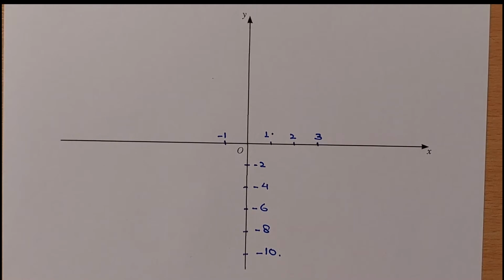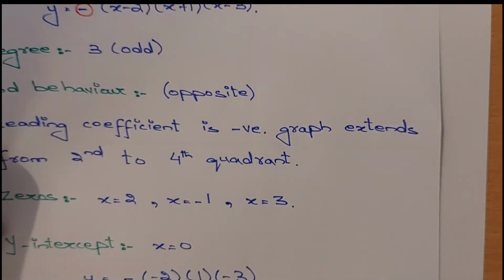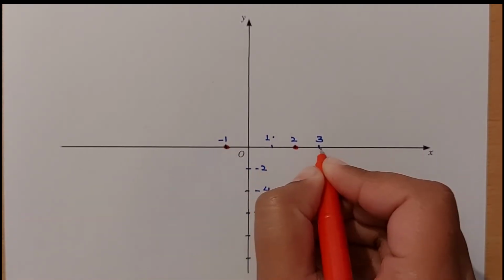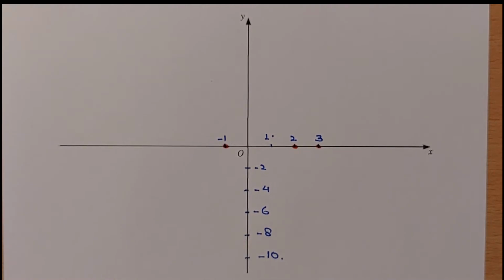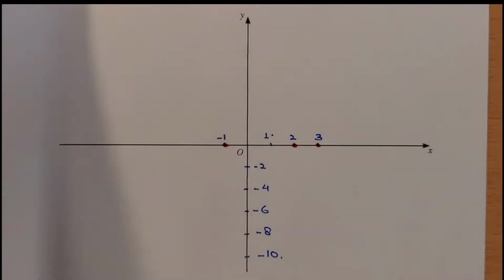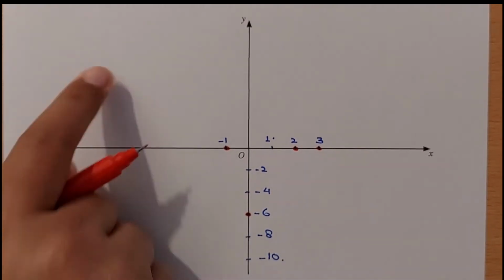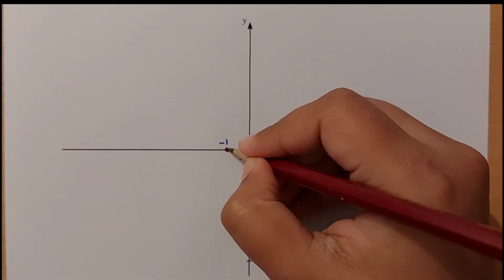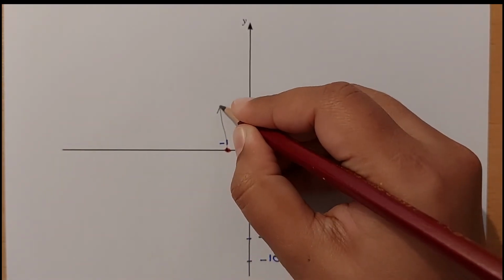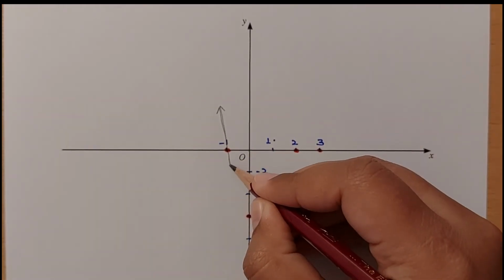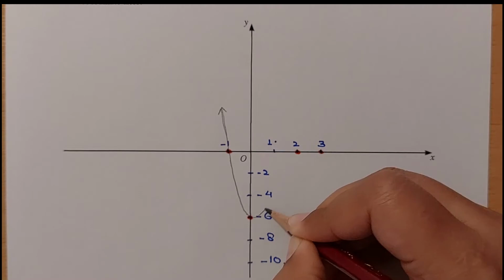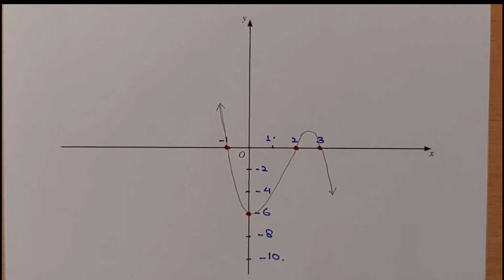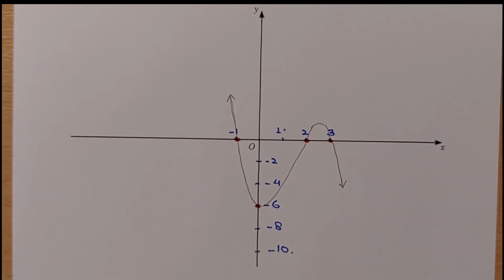So we have the zeros. Let me show you again: 2, minus 1, and 3. So label 2, minus 1, and 3, and the y-intercept is negative 6. You can see we got y-intercept minus 6, and the graph extends from second to fourth quadrant, right? So let me draw the curve that extends from second to fourth, passing through the x zeros first, and then the y-intercept. Yes, so this is the graph for the given polynomial function, right?